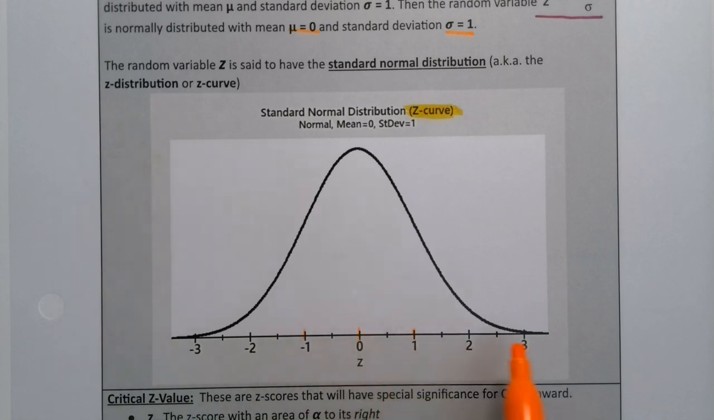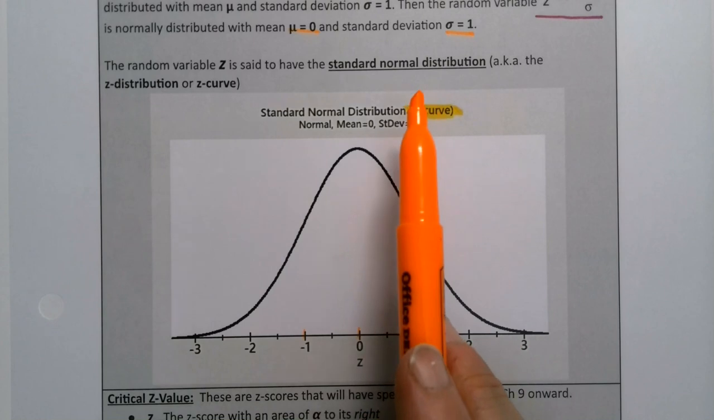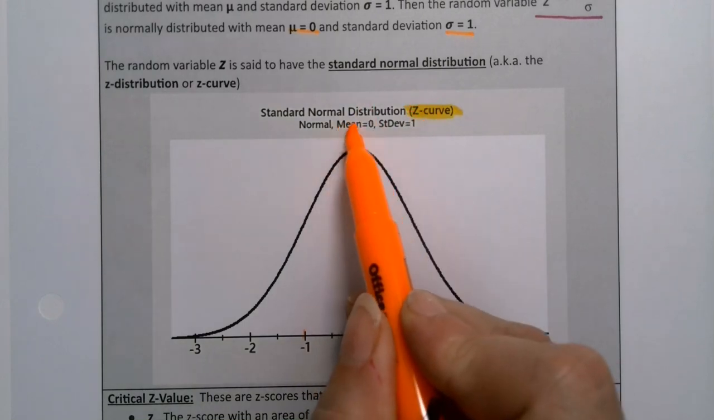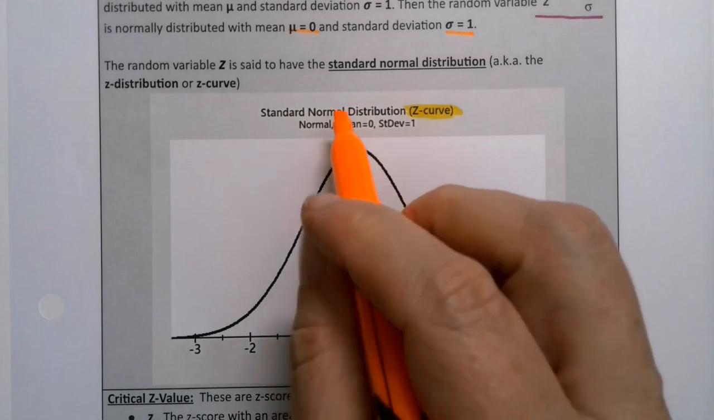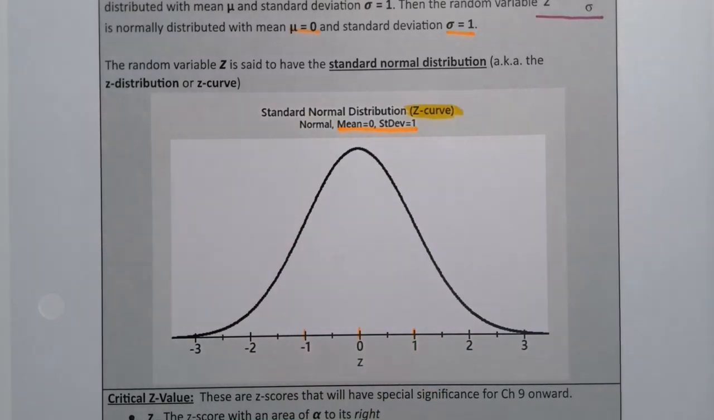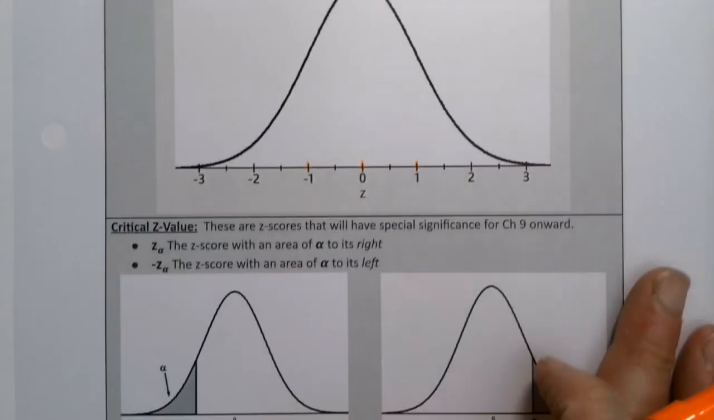So it goes 0, 1, 2, 3. Now, sometimes I'll put the letter z in there. Sometimes I won't, but you'll know it's a z-curve if you see the mean is 0 and the standard deviation is 1. And I don't even have to write it up here in order for you to know that. You can tell it just by looking at the curve. So it's called the z distribution, the standard normal distribution, the z-curve, any of those terms. All right, that's lovely. It's not too bad.